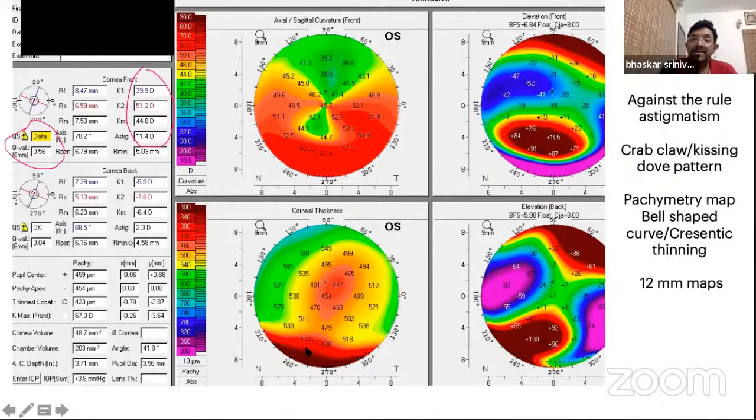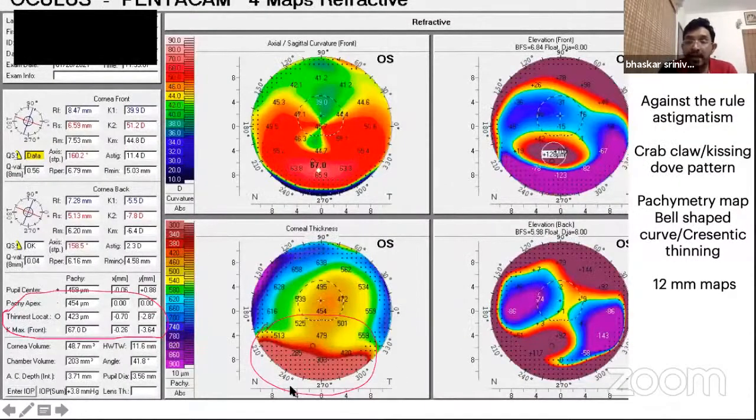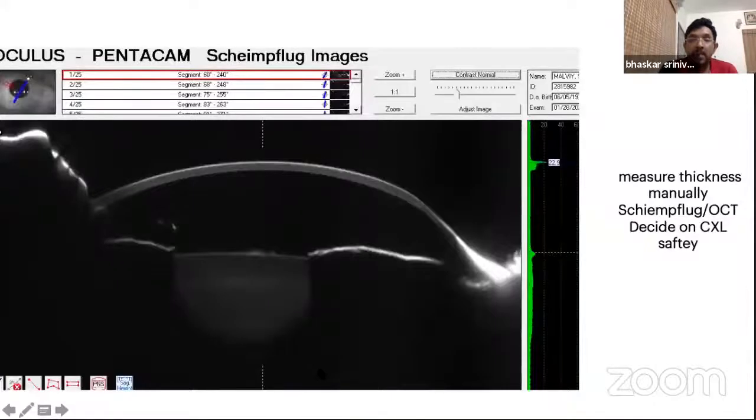And if you look at the 12 mm scan or the complete cornea scan, you actually see the thinning, which is much more prominent in this as compared to the previous map. Yes, there are a lot of data points which are extrapolated, but it still gives you a better idea about what you're dealing with. Again, don't look just at the thinnest point in your Pentacam here, because this 423, even in the map, you can see it is much thinner. And if you actually go back and look at the Scheimpflug image, you will see it is even thinner.